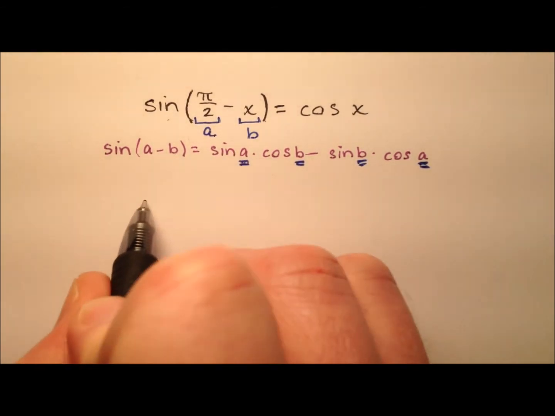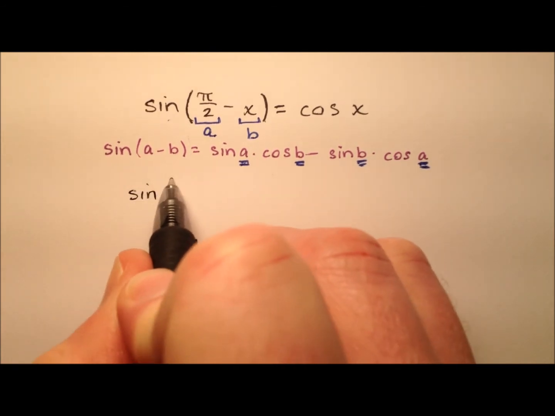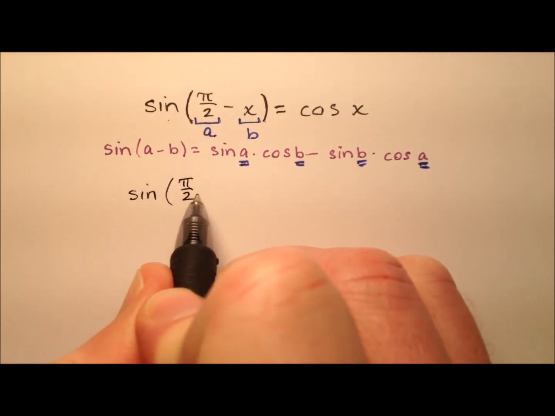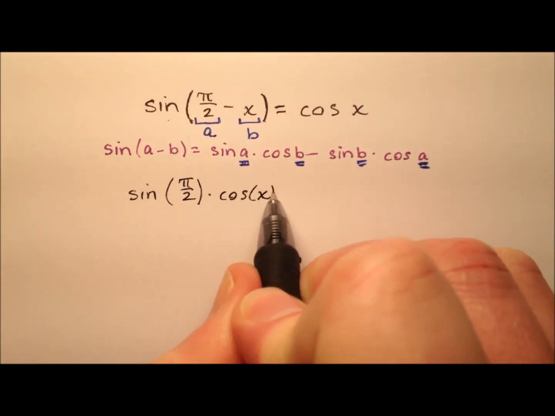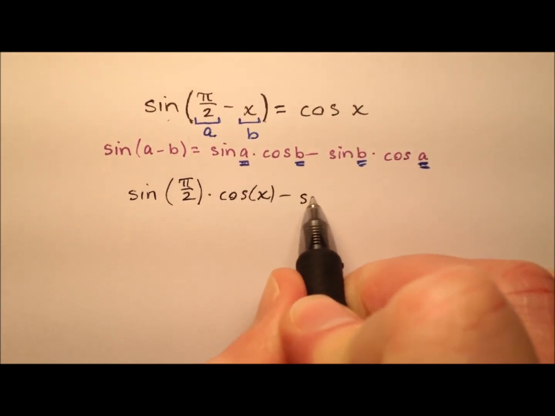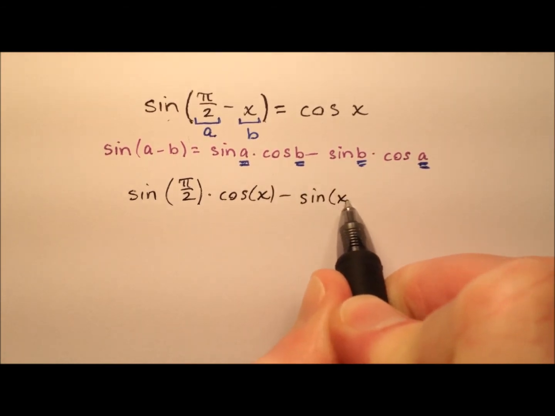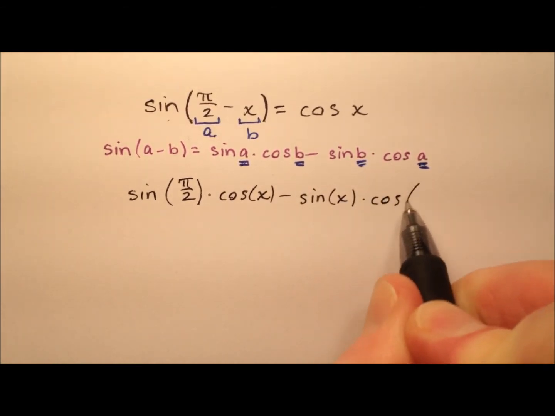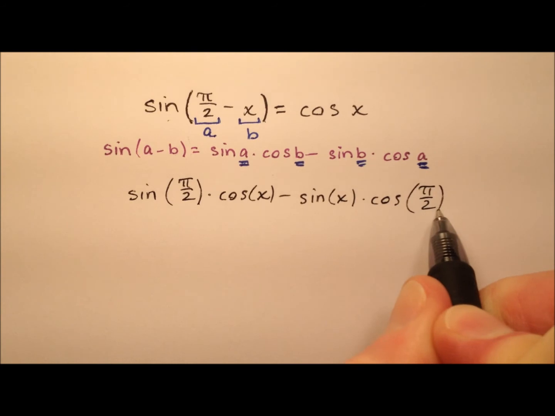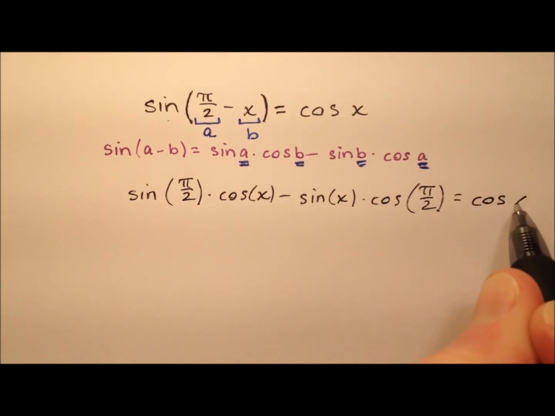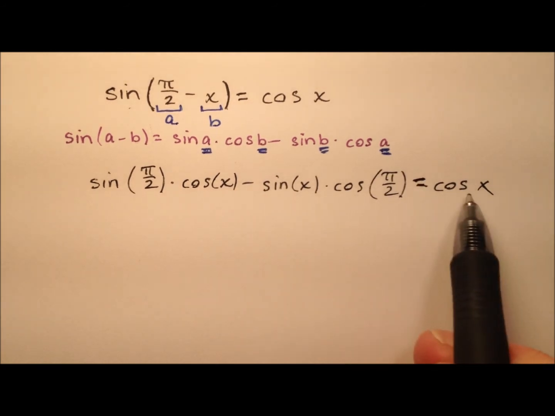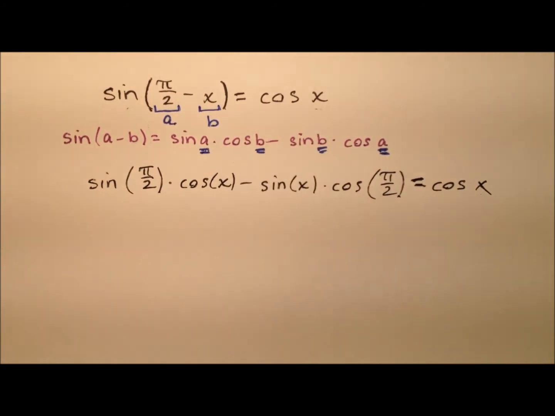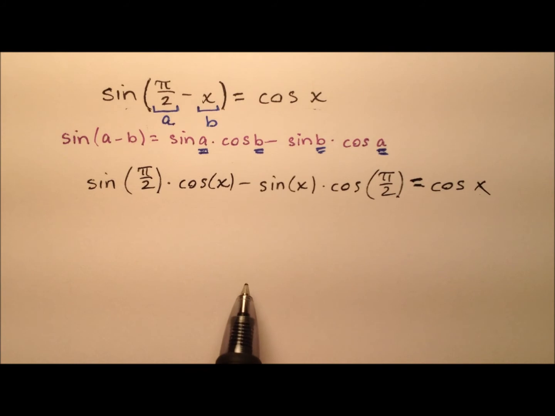So the sine of A, so it's the sine of pi over 2, times the cosine of B, so the cosine of x, minus the sine of B, which was x, times the cosine of A, which is pi over 2, and we're saying that is going to equal the cosine of x. And again, that cosine of x here just comes from its original identity. All right, let's do some simplification to this left side and see what we have.